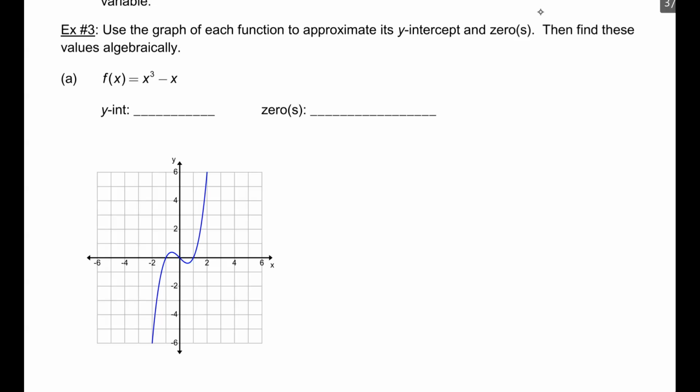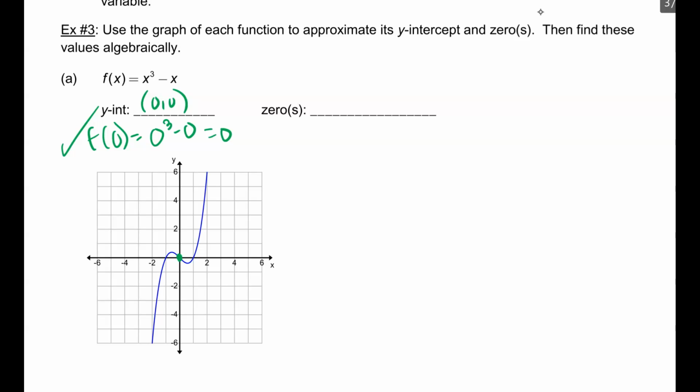Use the graph of the function to approximate its y-intercept and zeros, and find these values algebraically. All right, let's try this out. The y-intercept looks like I'm crossing at (0, 0). I can plug in algebraically and prove it. Remember, we're just plugging in 0. So 0 cubed minus 0 is 0. Okay, we're good to go on that one.